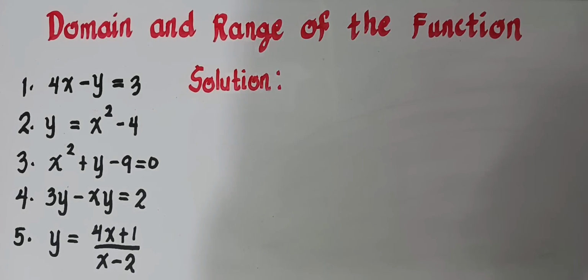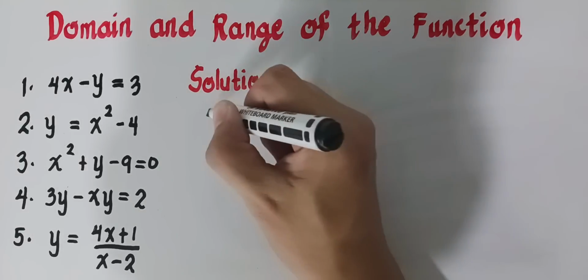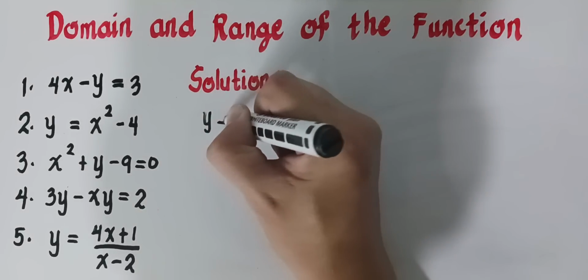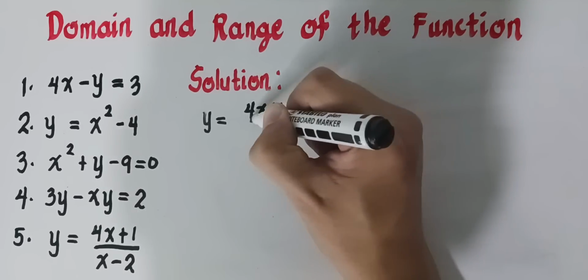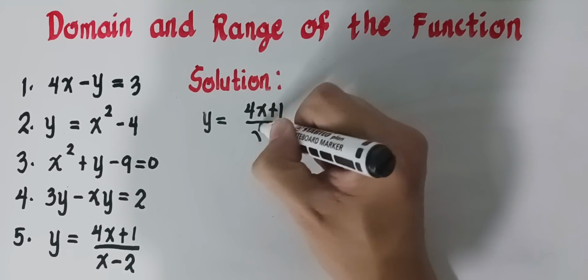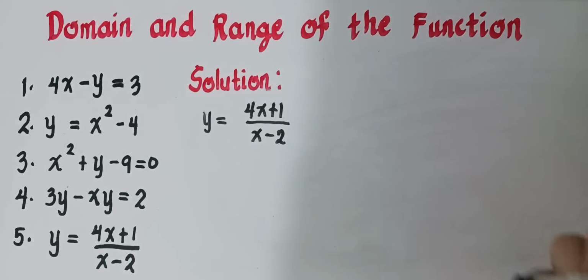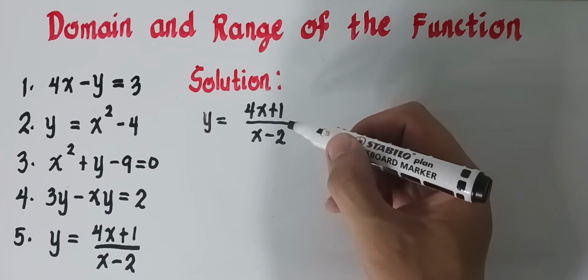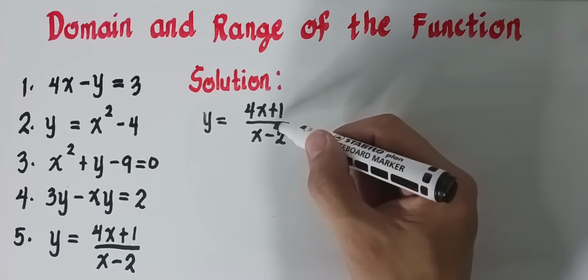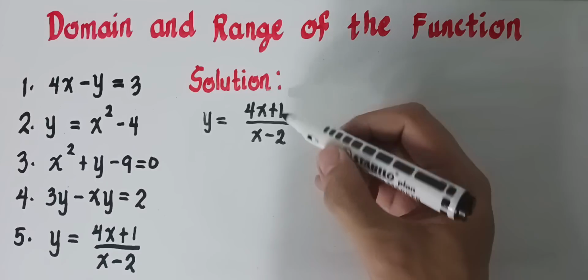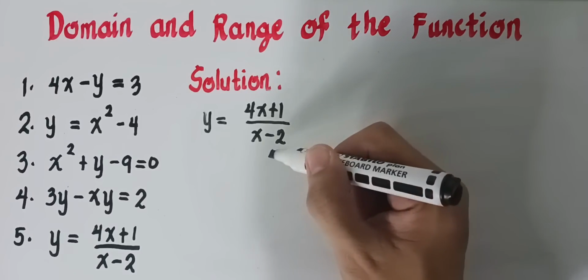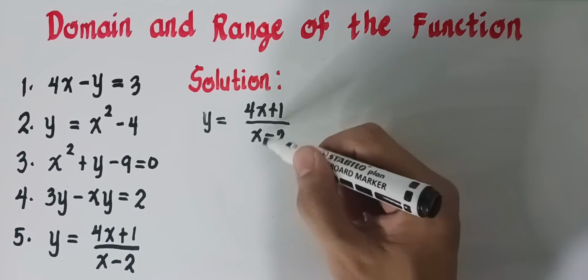Okay, last example, we have y is equal to 4x plus 1 all over x minus 2. Okay, so dito guys, naka-express na siya sa y. So, determine na lang natin kung ano yung restriction o yung dapat na number na magiging undefined to.